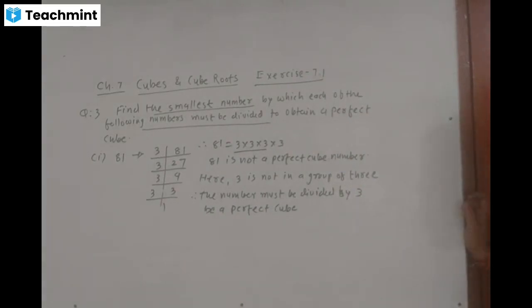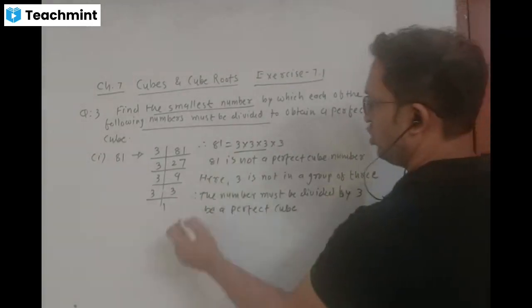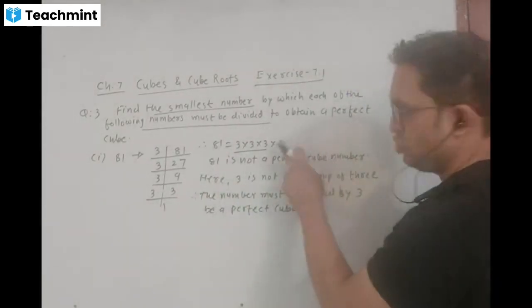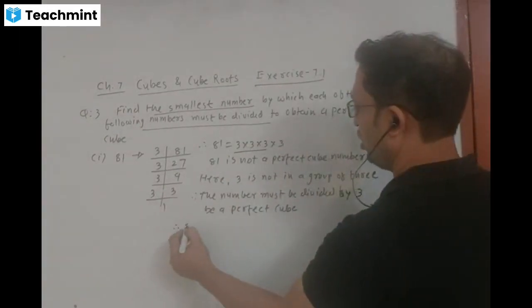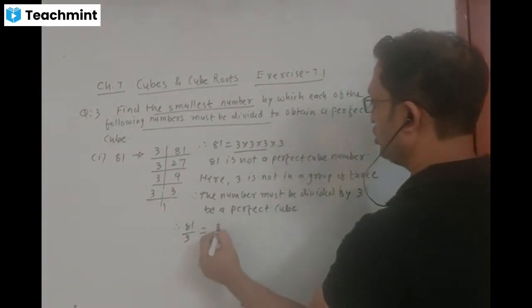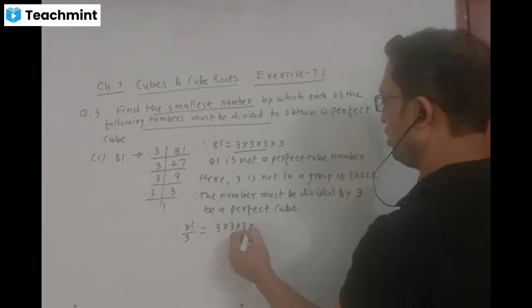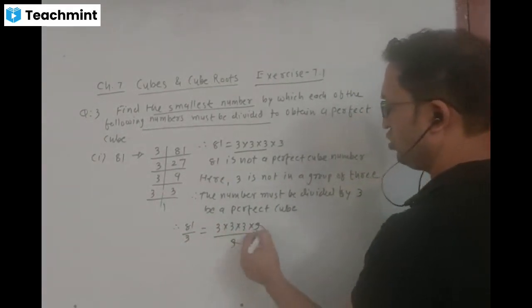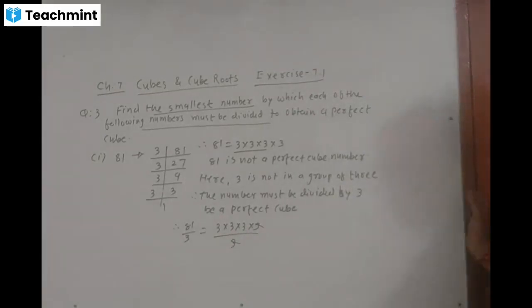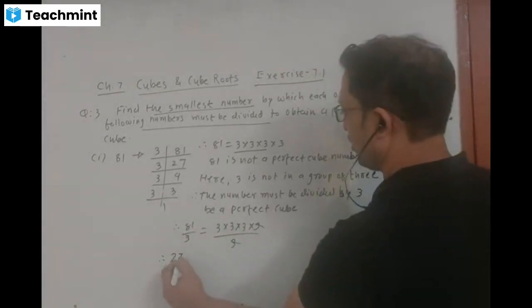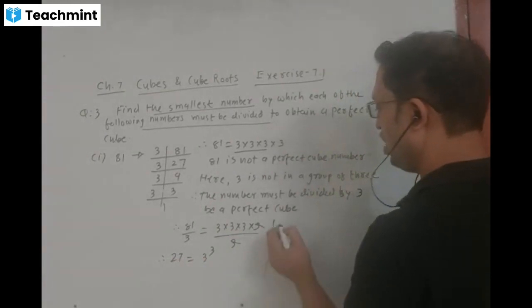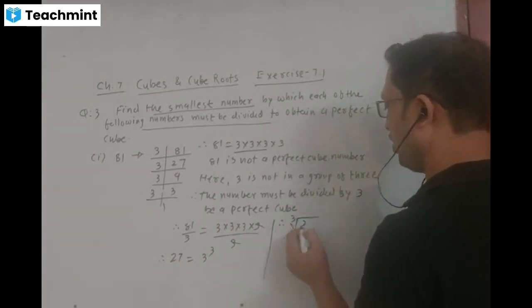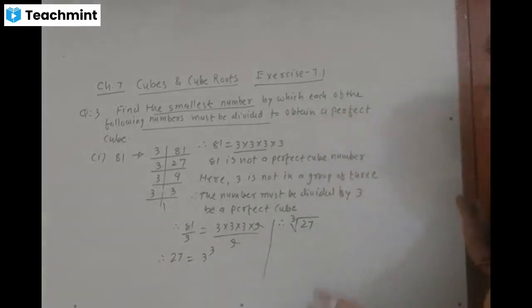Therefore the number may be a perfect cube. Therefore on both sides we divide by 3. 3 is only one time. Therefore we divide by 3. Therefore 81 divided by 3: 3 into 3 into 3 multiply 3 divided by 3, one 3 cancels. Okay, and 81 by 3, that is equal to 27. 3 into 3 into 3, that is 3 raised to 3. Therefore cube root of 27, that is equal to 3.